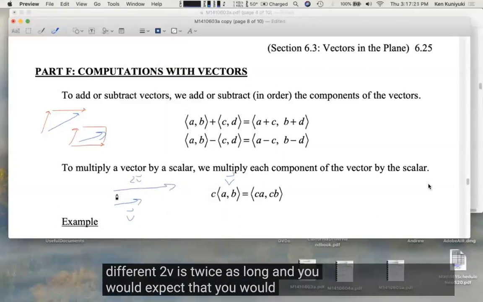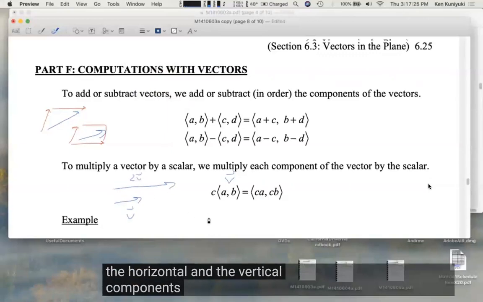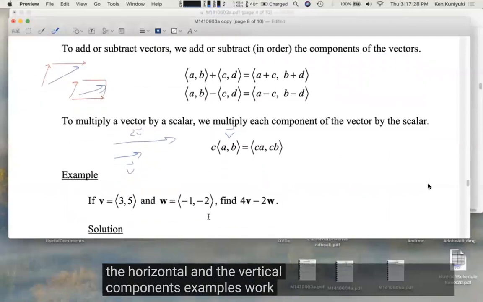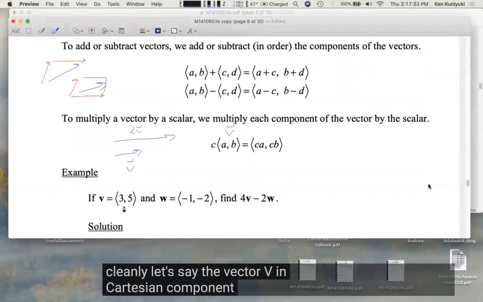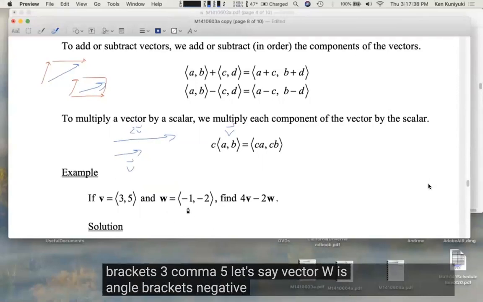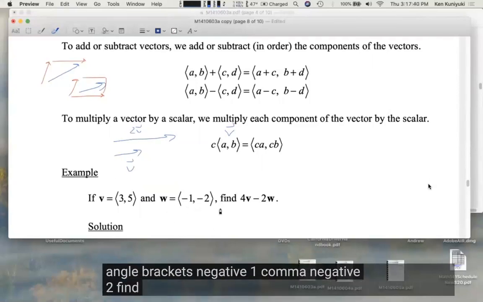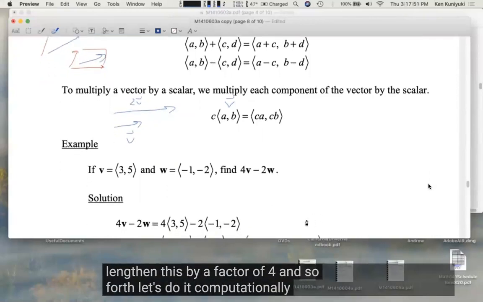And you'd expect that you would double both the horizontal and the vertical components. Examples work out very cleanly. Let's say the vector v in Cartesian component form is angle brackets, 3 comma 5. Let's say vector w is angle brackets, negative 1 comma negative 2. Find 4v minus 2w. Now, instead of trying to get a ruler and trying to lengthen this by a factor of 4 and so forth, let's do it computationally.